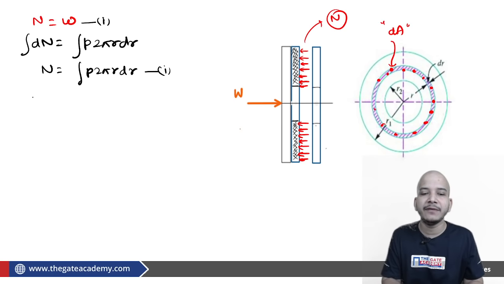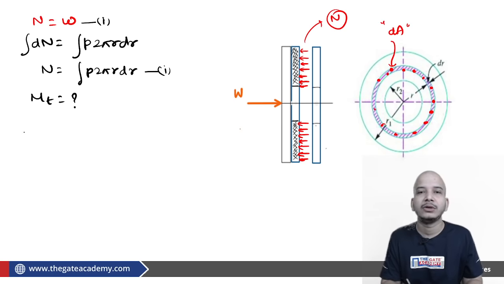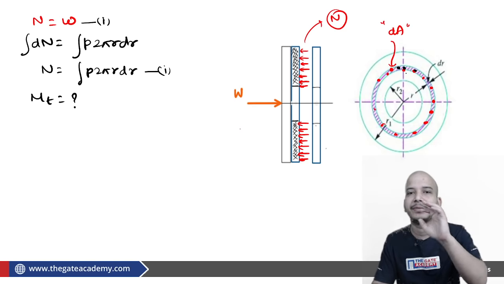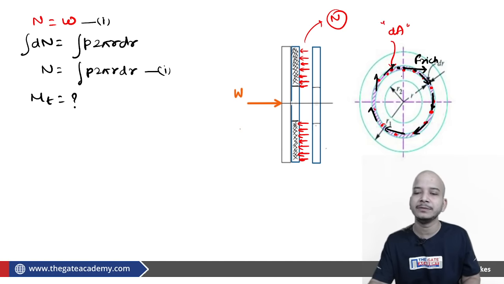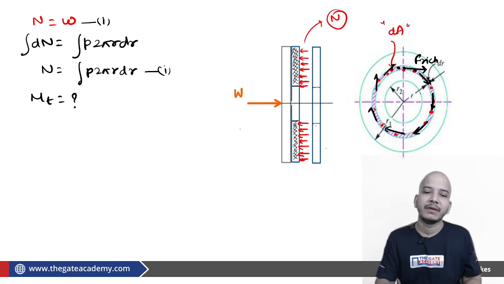The second point is if we want to calculate the value of MT, the torque transmitted. As far as the normal action and the intensity of the pressure are concerned, it is perpendicular to the screen. But depending upon the relative motion, the friction will act tangential to that. This will be the direction of friction, acting tangential. It could be clockwise or anti-clockwise, but this will be the direction of friction, and this friction will cause your moment.